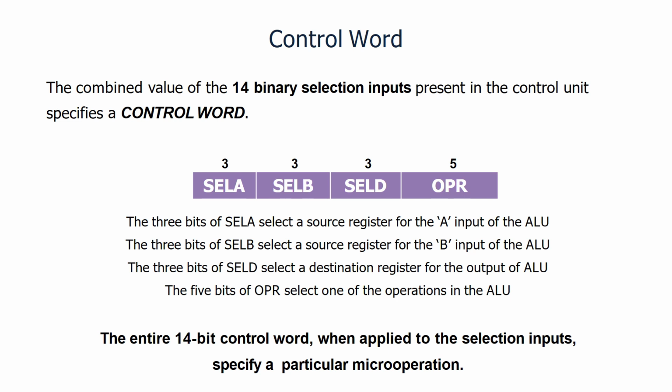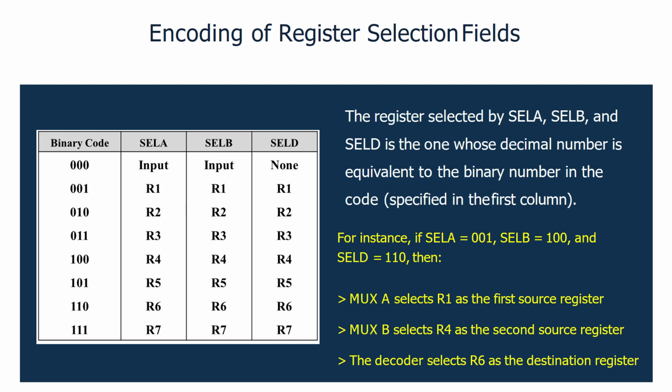Let's see the detail of the control word now. I told you the control word is 14 bits long. The first 3 bits are for selection line A, the second 3 bits are for selection line B, then the next 3 bits are for selection line D, then 5 bits are for OPR, the operation done by the ALU. So these are selection line A, B and selection line D. These 3 bits will help in selecting what work has to be done.